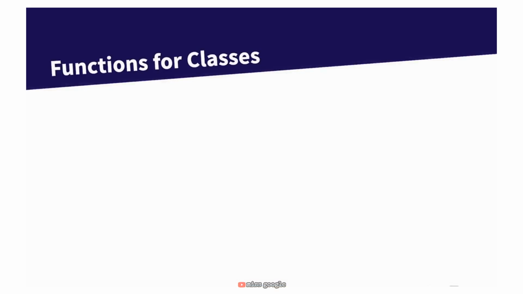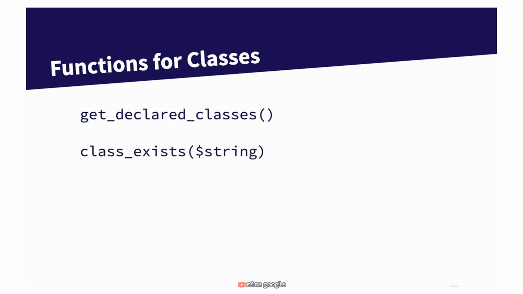But before we do, there are two functions for classes that we should know about. Whenever we declare a class, PHP keeps track of the fact that it's been declared. And we can call get_declared_classes, which will return an array of the classes that PHP knows about. Then we also have another function called class_exists, which takes a string as an argument and returns true or false depending on whether a class is in that array of declared classes. Let's try these out in our OOP sandbox.